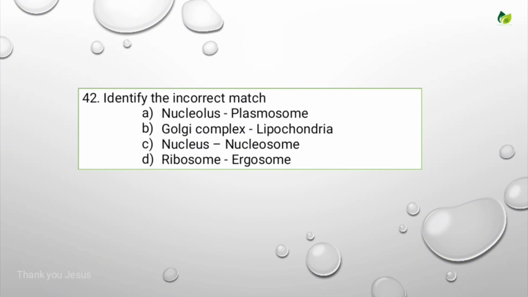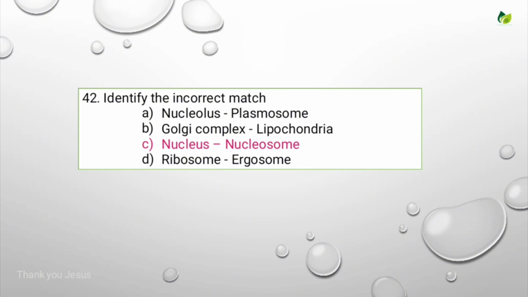Let's see the next question. Identify the incorrect match. Options are nucleolus, plasmosome; Golgi complex, lipochondrion; nucleus, nucleosome; ribosome, ergosome. For this, the correct answer is nucleus and nucleosome.